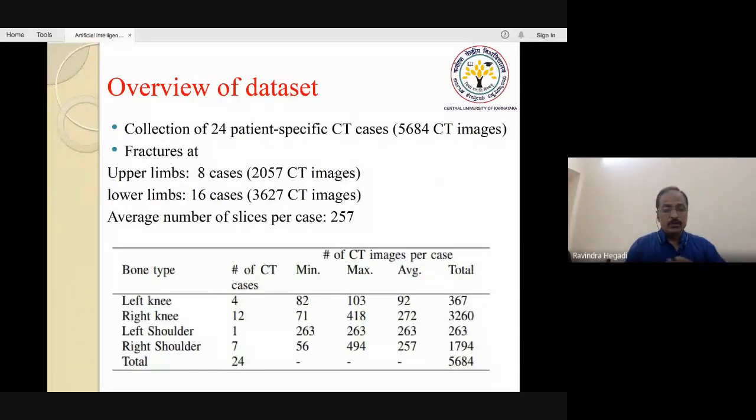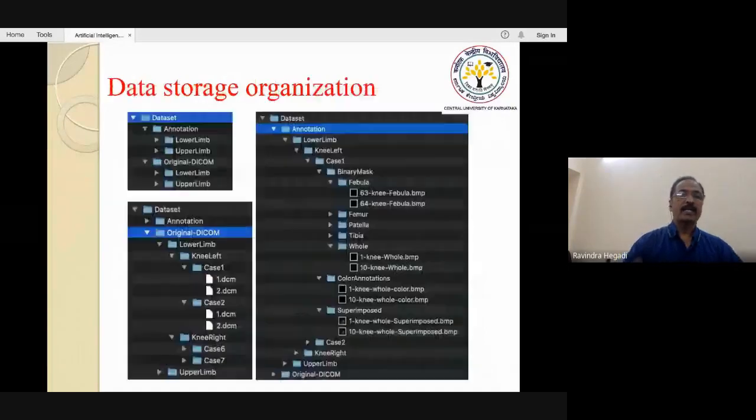If we look in still more detail, left knee, 4 cases we have covered. The details like minimum number of slices, maximum number of slices, and average number of slices I have also given. Then right knee, 12 images were there, left shoulder 1 image, and right shoulder 7 images. As I told you, 24 total images and 5,684 total CT slices we have collected.